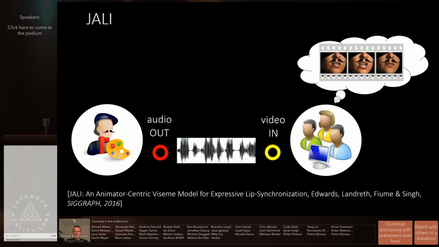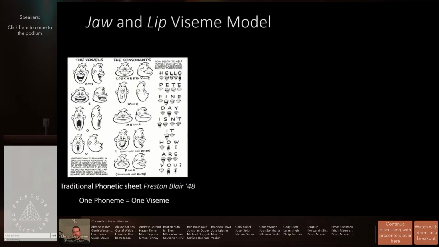About 5 years back, we were able to resurrect the 30-year-old problem of lip synchronization based on a simple observation. A traditional animation of human speech is based on a one-to-one mapping from phonemes to visemes, that is the appearance of the face for that phoneme. And this is a phonetic sheet from the animator Preston Blair dating back to 1948. Now imagine the phonetic sheet for a ventriloquist.